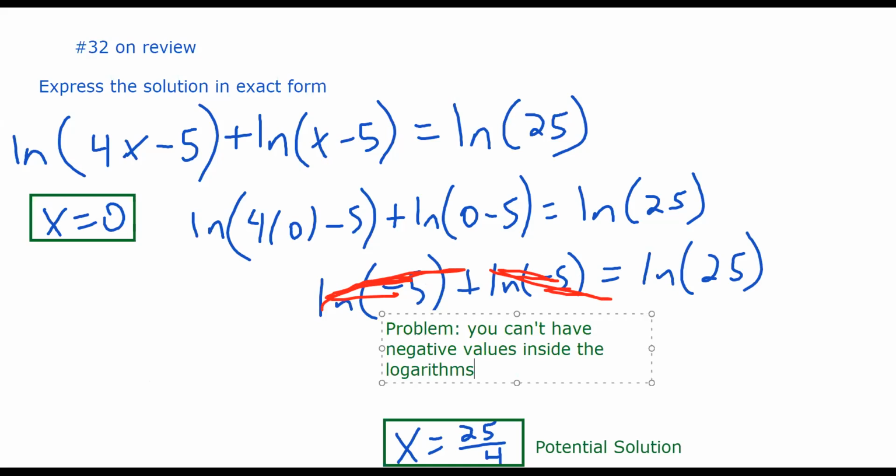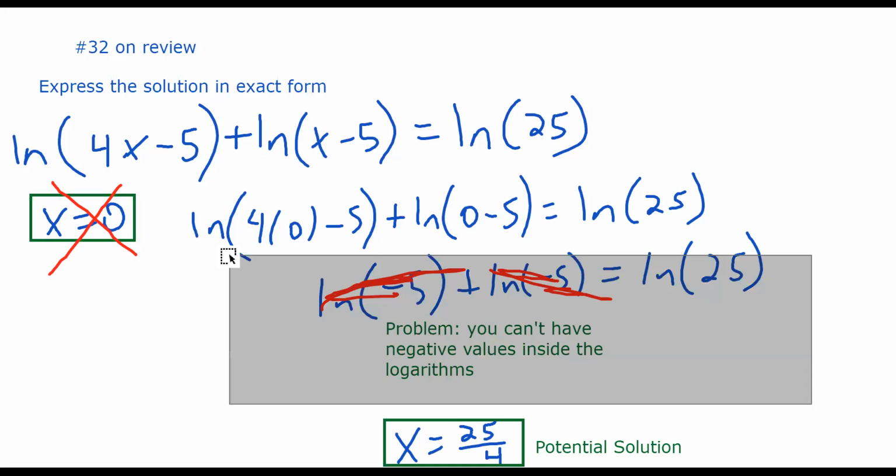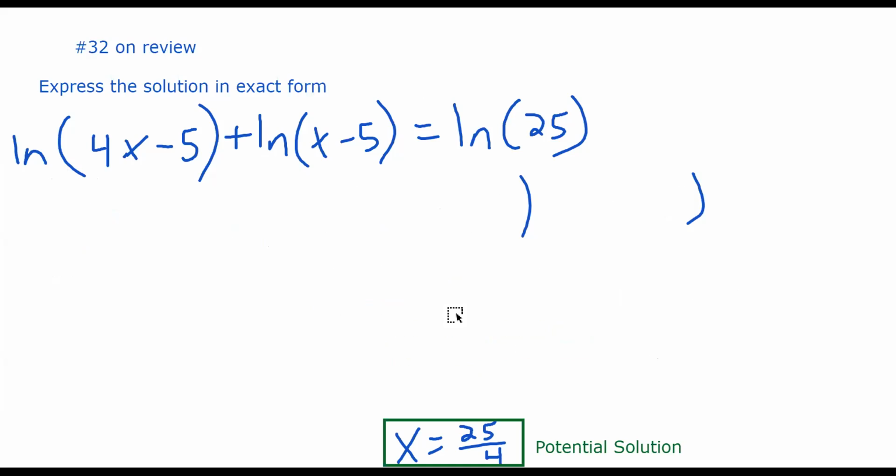If you go back to chapter 4, when we first defined logarithms, we said the argument of a logarithm has to be positive. Thus, we can actually rule this solution out altogether. That solution is not going to be allowed. So x equals 0 is not allowed, so one solution has been ruled out.